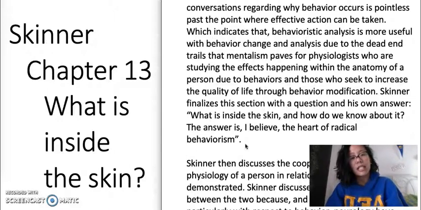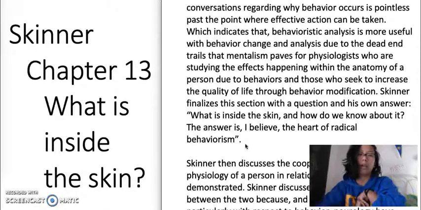Skinner finalizes this section with a question and his own answer. "What is inside the skin, and how do we know about it? The answer is, I believe, the heart of radical behaviorism." This is somewhat an answer.